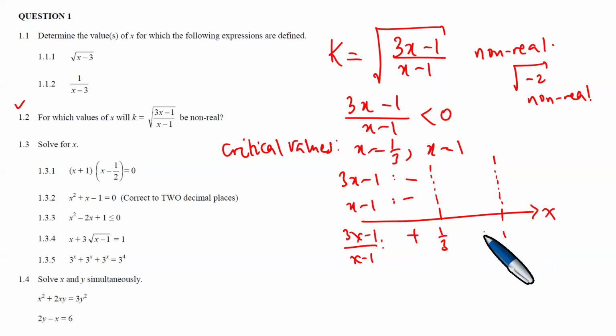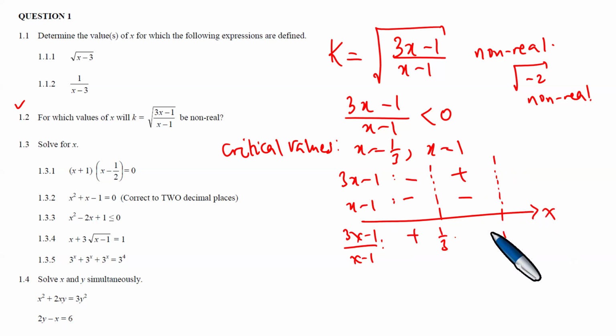Between 1/3 and 1, what number can you pick there? This one is like a 0.33 recurring, and then this one is a 1. So close to 1, for instance, you can take like a 0.5. If you have a 0.5 here, which is 1/2, you'd have 3 times 1/2, which is 3/2, 1.5 minus 1, which is clearly a positive. And then here you have the 1/2, 1/2 minus 1, it's clearly negative.